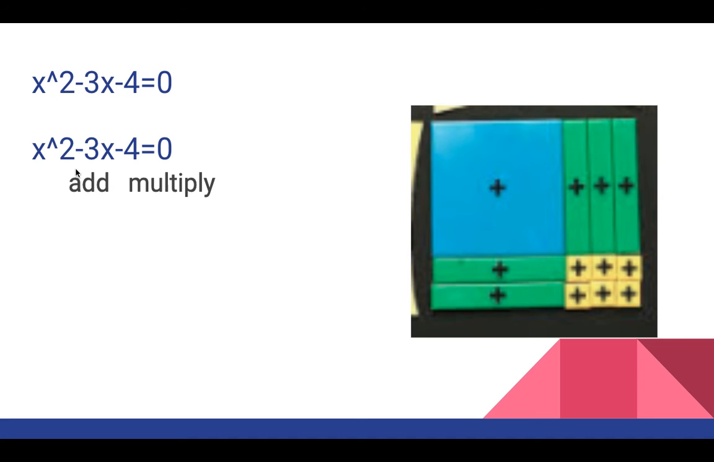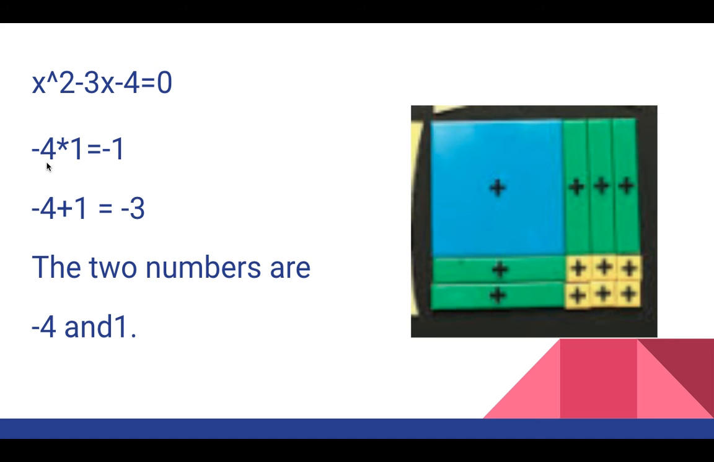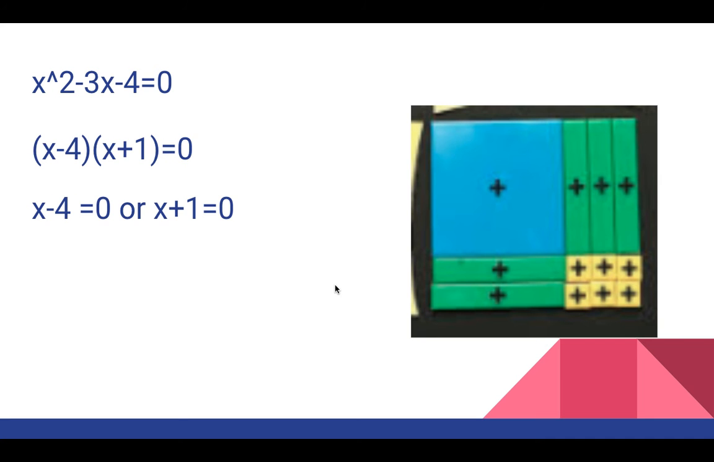Okay. Now, next, we're going to factor x squared minus 3x minus 4 is equal to 0. So we're looking for two numbers that multiply to the last term, but add to that middle term. We're looking for two numbers that multiply to -4, but add to -3. So -4 times 1 is equal to -4, and -4 plus 1 is equal to -3. That should say -4. So the two numbers are -4 and 1, -4 and 1.